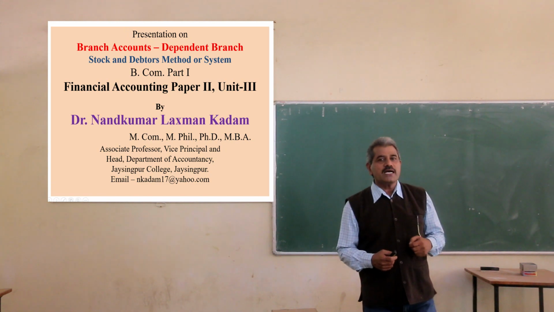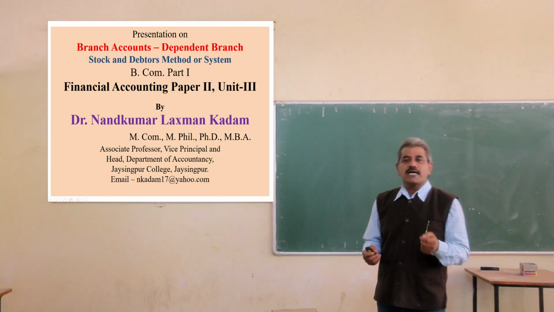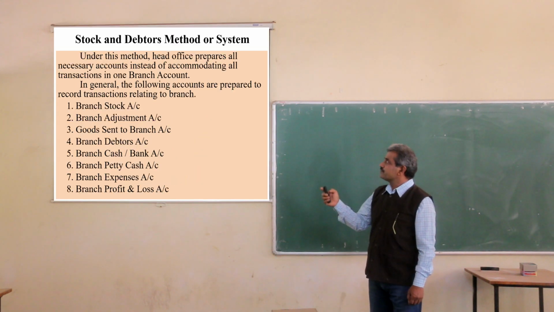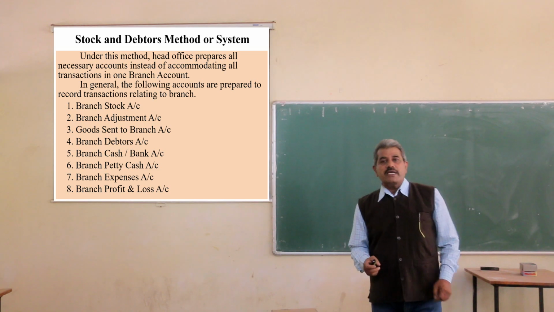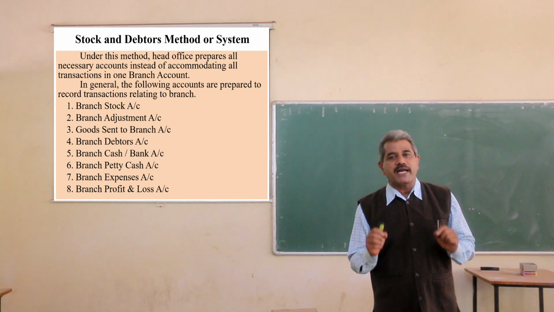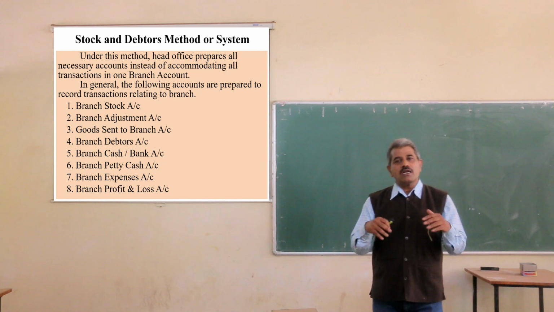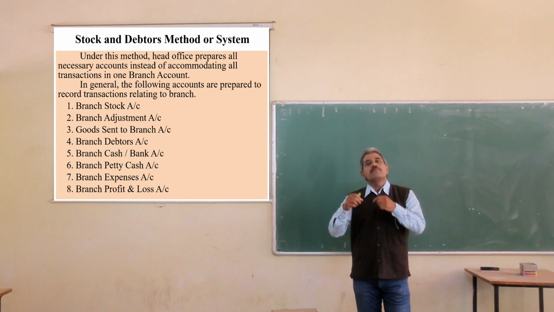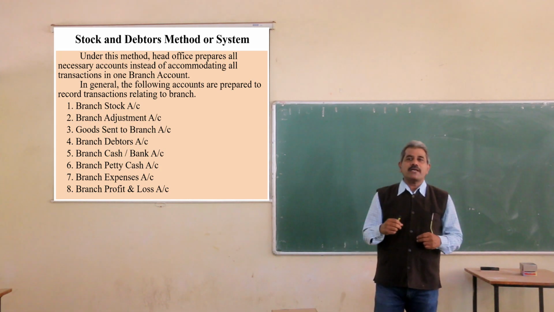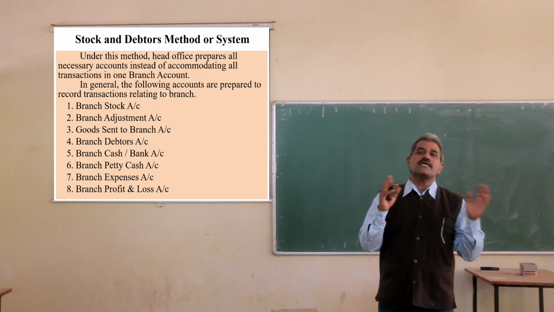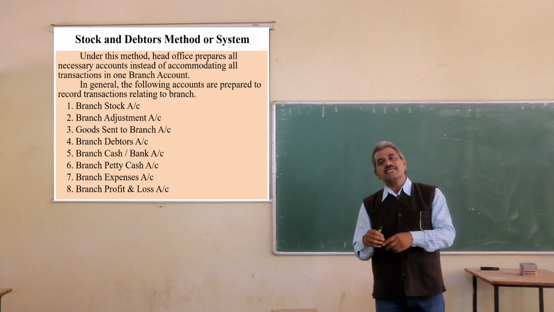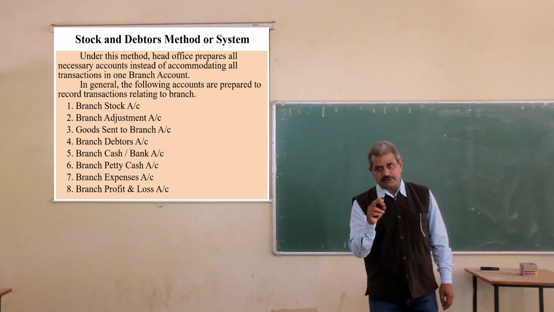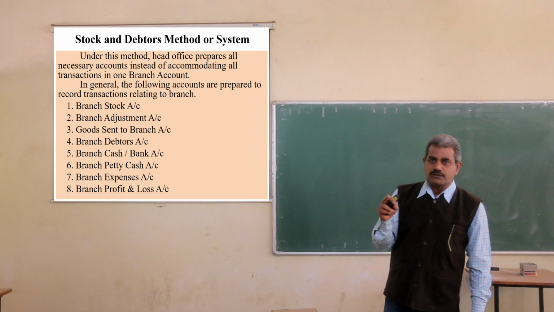Now we will go for the last part, that is accounting under the stock and debtors method, or stock and debtors system. In this system, instead of preparing only one branch account or only the trading profit and loss account, the head office opens all necessary accounts to record the transactions relating to the branch. So it is a complete set of books of accounts.